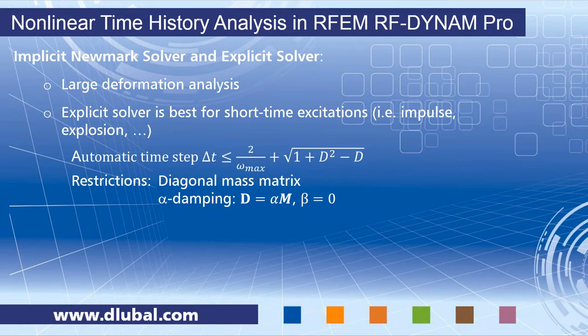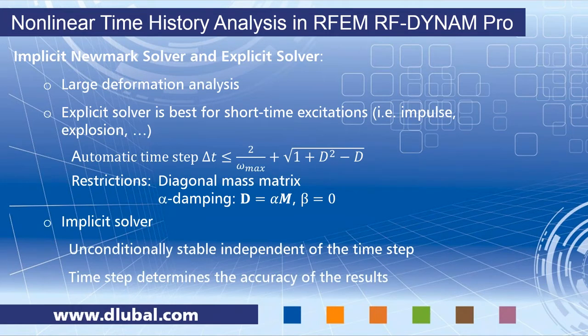RFEM is far more complex. It has more non-linearities available than RSTAB, obviously. It's a finite element program, and RSTAB is a truss analysis software. The implicit solver is unconditionally stable, independent of the time step, but still it's very important to use small enough time steps to determine accurate results. And I recommend in RFEM always to do a convergence study for the time step.